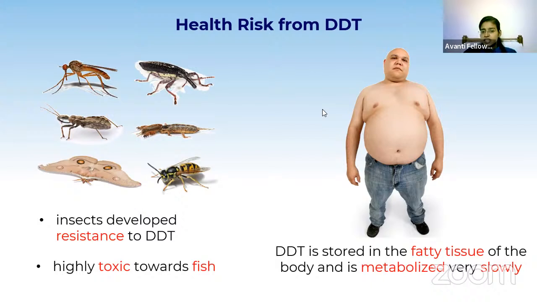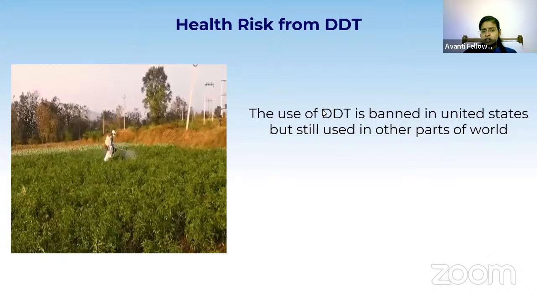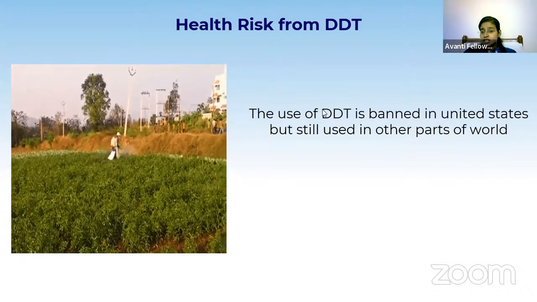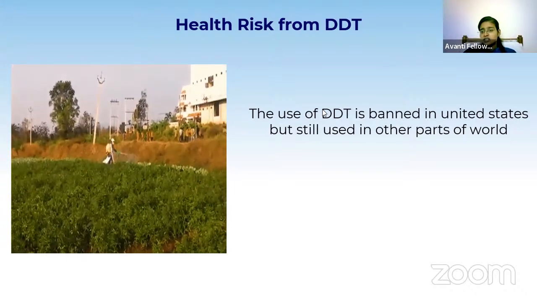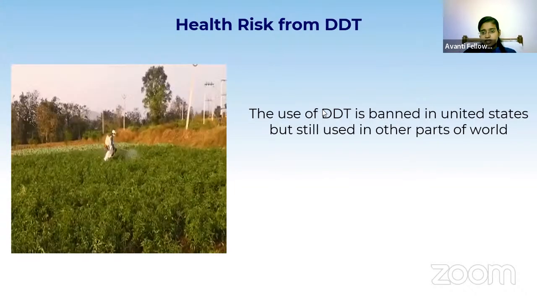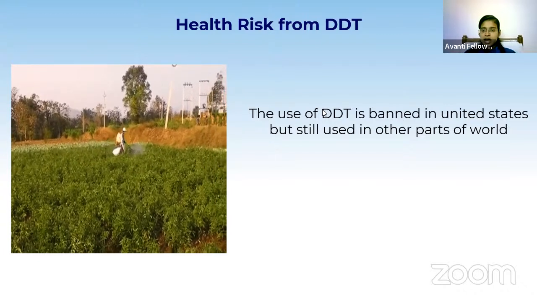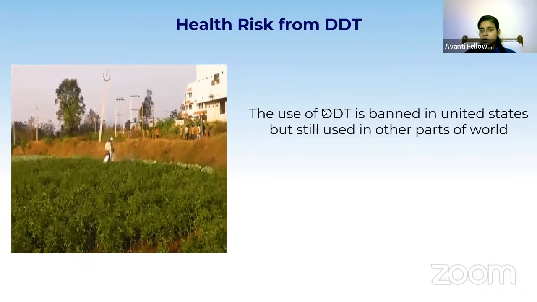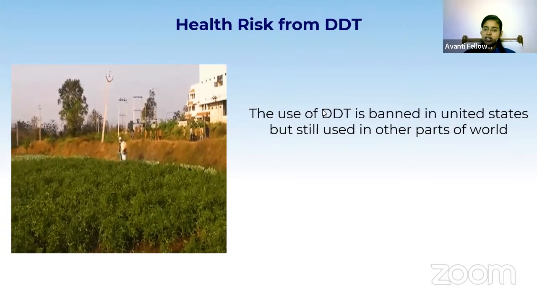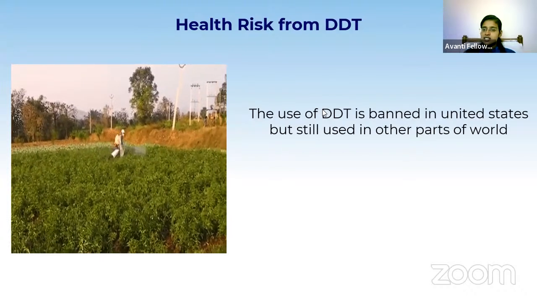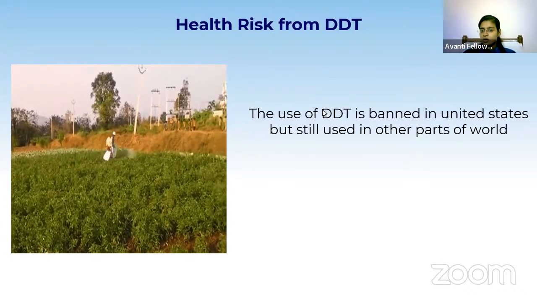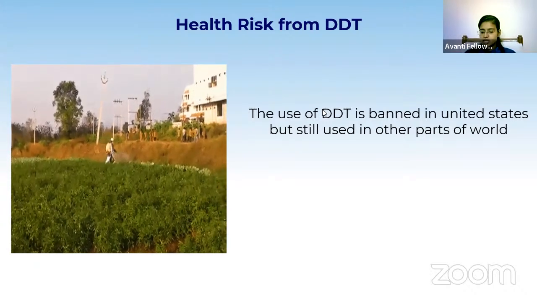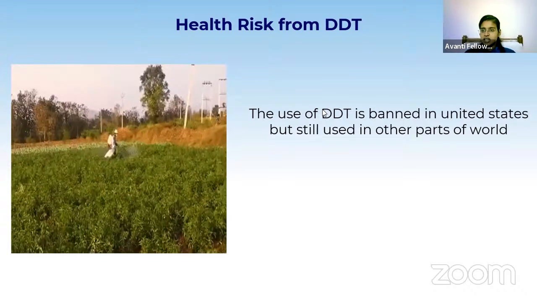Because of these reasons, the use of DDT is banned in the United States, but still it is used in other parts of the world like India. Still today it is used in some other parts of the world also. Got it? So this is the sixth polyhalogen compound, and I hope the uses and health risks of all the 6 polyhalogen compounds are clear to all of you.